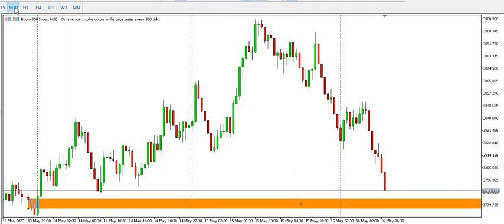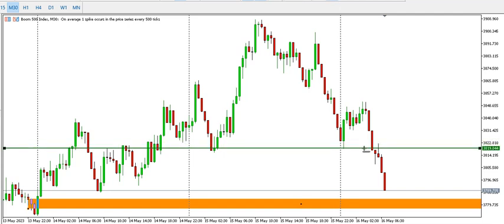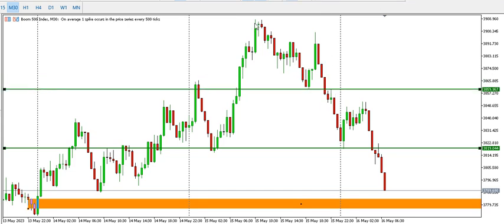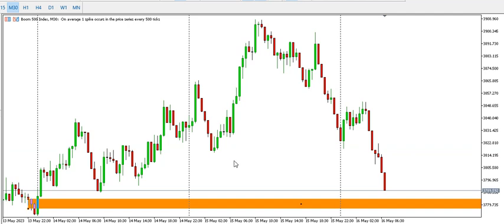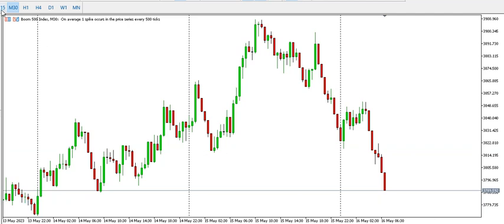Look at the 30-minute time frame, it's selling. Look at the break of structure around here. It's selling. Look at the break of structure around here. It's selling. So we keep having lower high, lower low, lower high, lower low, lower high, lower low. So just jump on the sell, the bearish trend.